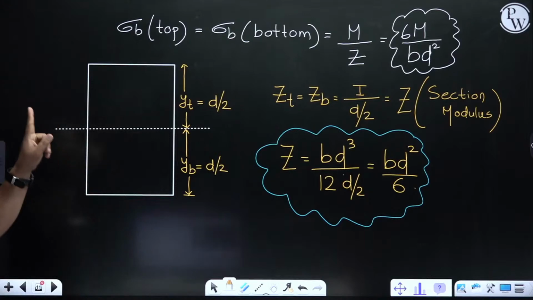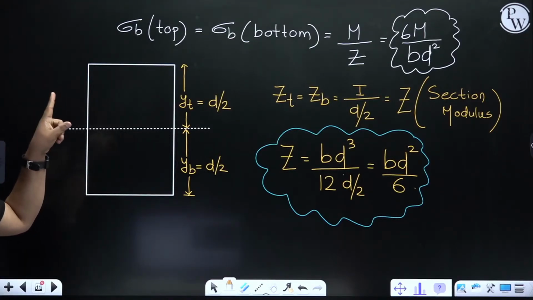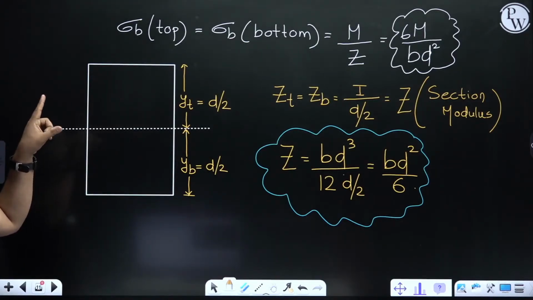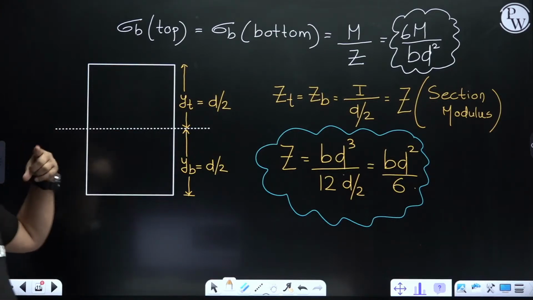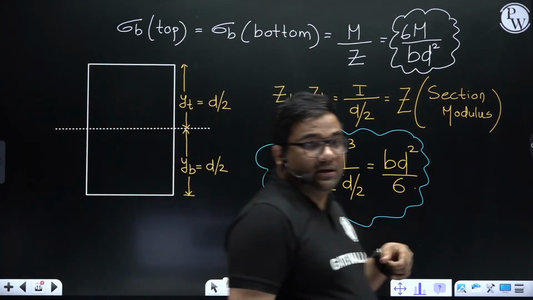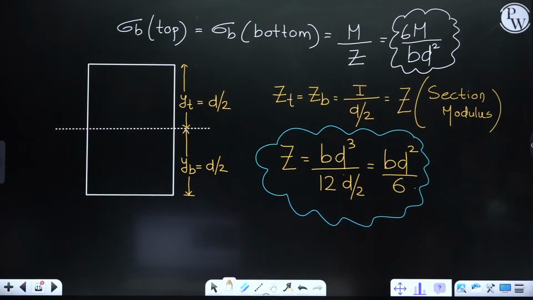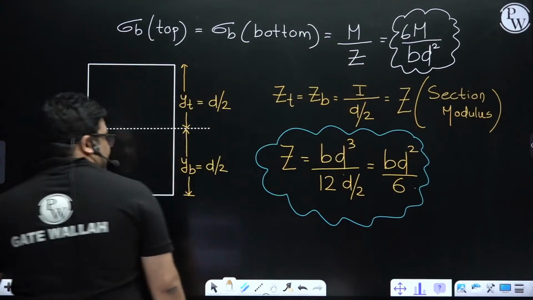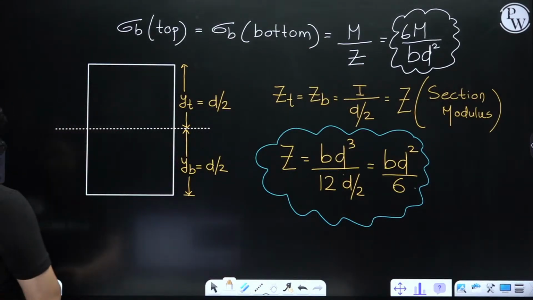So in a rectangle, the top stress and bottom stress are the same, but they will be opposite in sign. If one is tension, then the other one will be compression, and if one is compression, the other one will be tension. It's opposite in sign, but value wise they are the same.